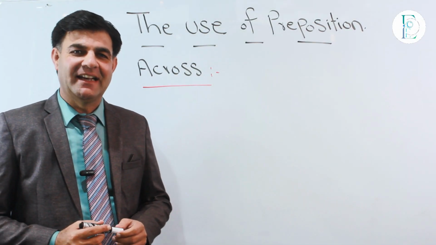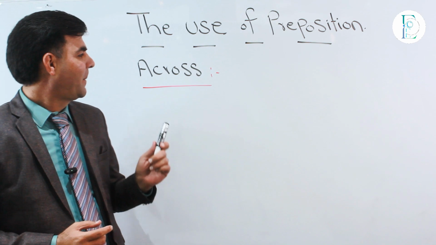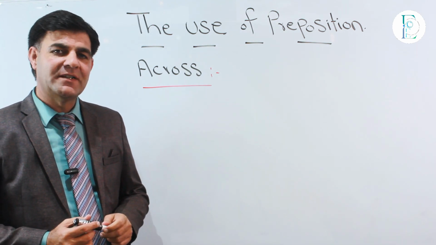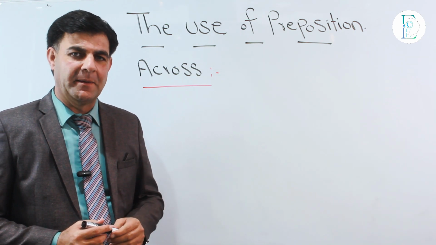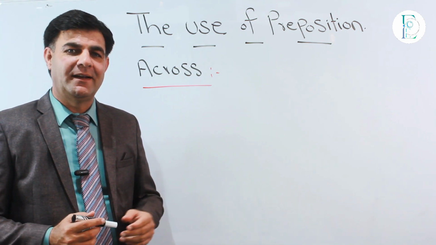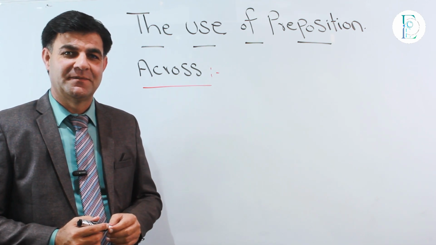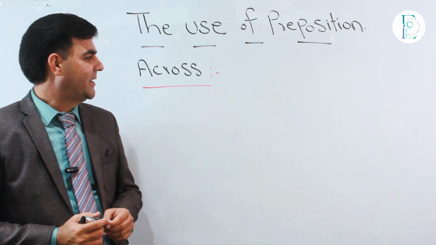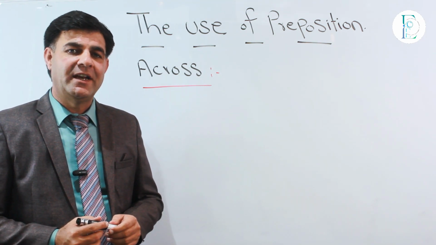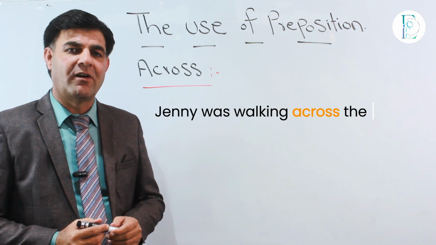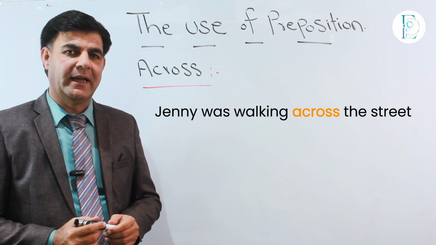The first preposition is across. We use across for on the other side of something. It could be building, it could be road, it could be a river. There are some examples. For example, Jenny was walking across the street.